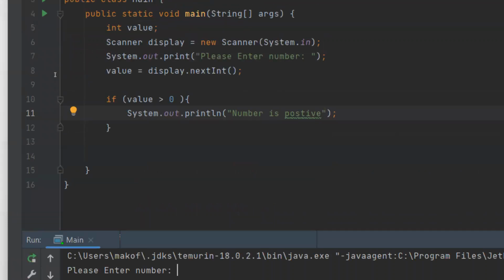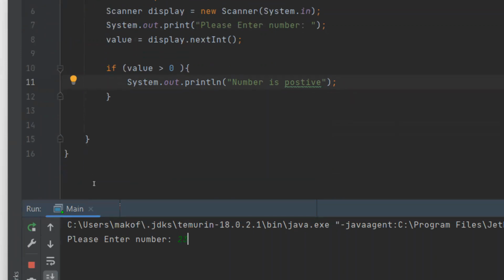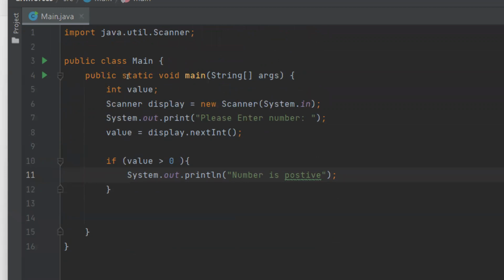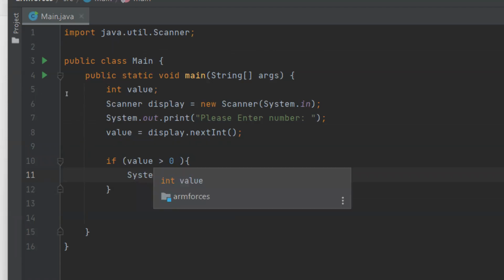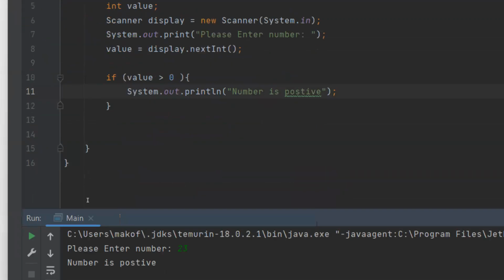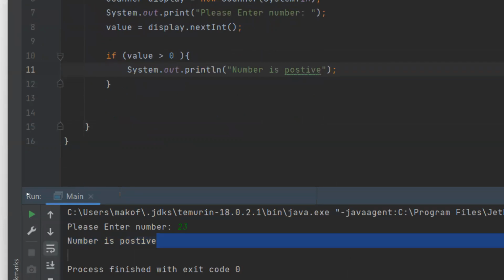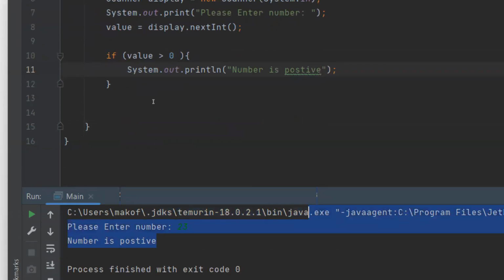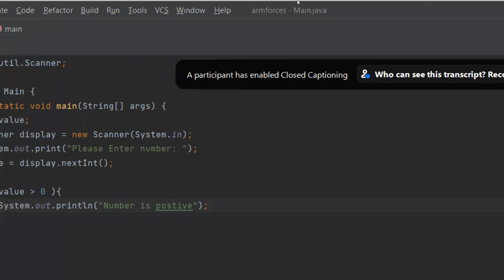That means that at this point, I'm on line 7 here. So if I enter 23 and I press enter, that means I have jumped to line 10 here. I'm using line 10 because that's the number that is there. And that means, is 23 greater than 0? It is. So I am expecting number is positive to display, and we can see the number is positive being displayed for me.